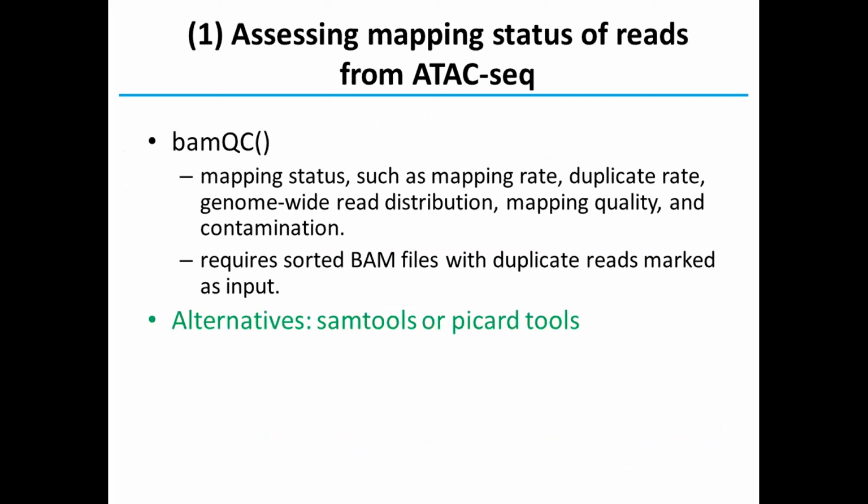The first function we use is called BAM QC, which can be used to get the mapping status, such as the mapping rates, duplicate rates, genome-wide read distribution, mapping quality, and the contamination. The input for this function is a sorted BAM file with its index file, with the duplicate reads marked. Since the R implementation of this function is kind of slow, you may also use alternatives such as SAMtools or Picard tools to do this step.